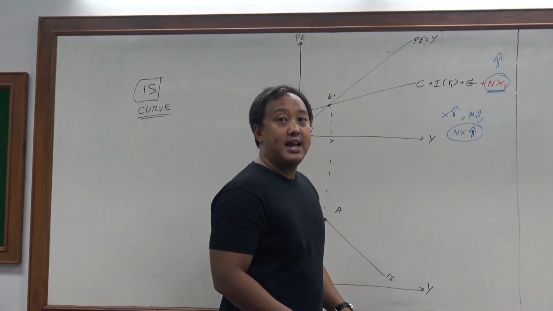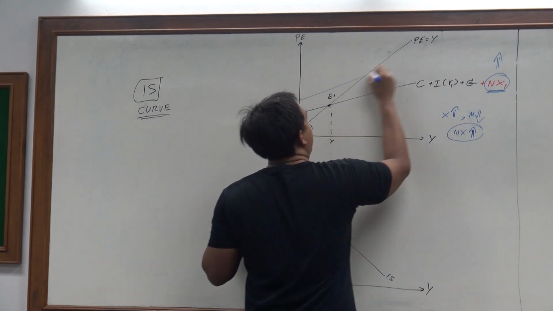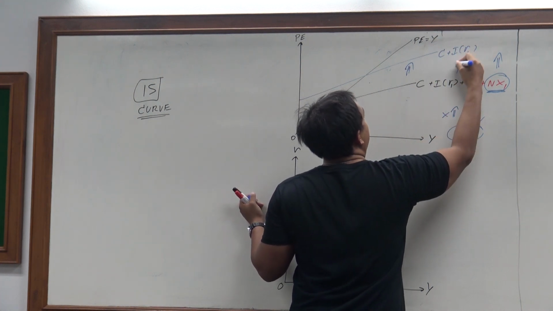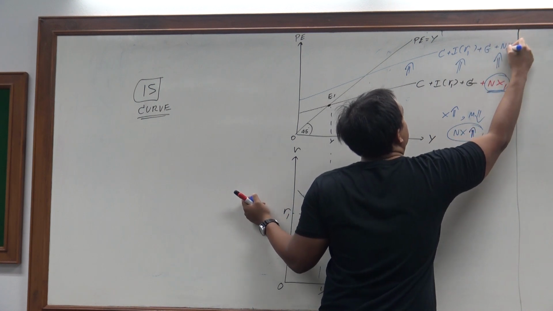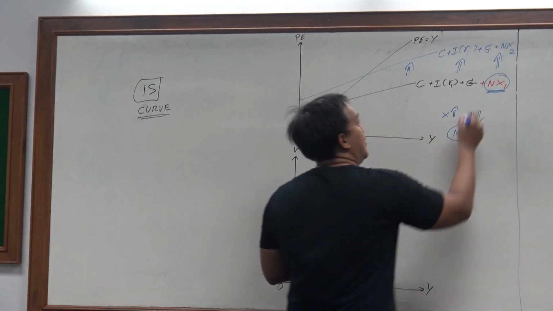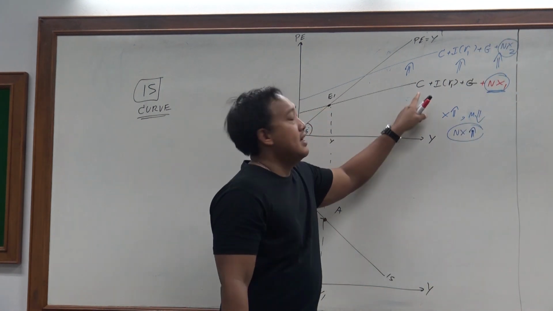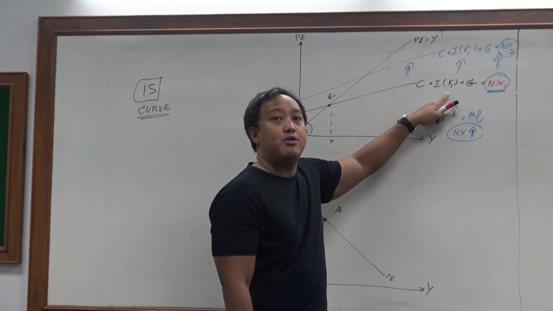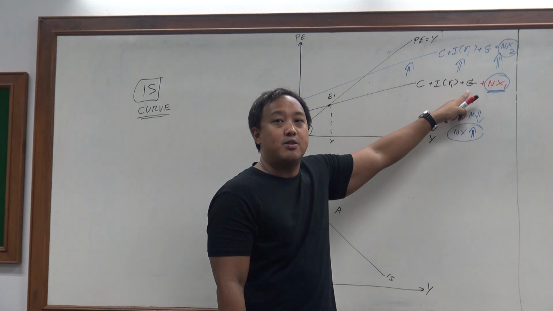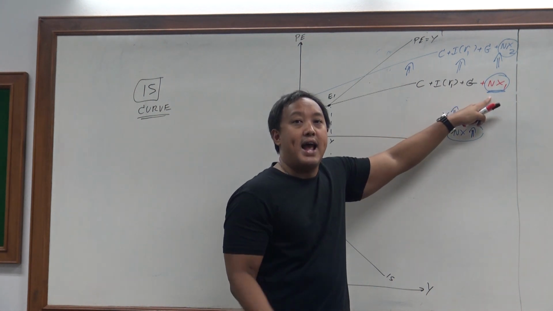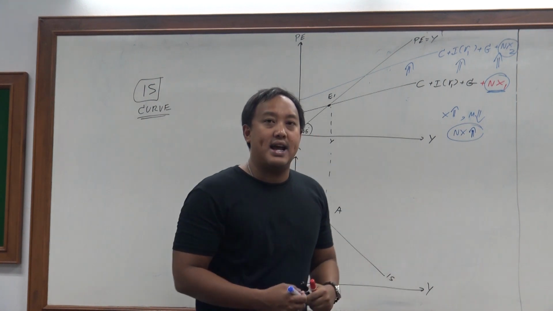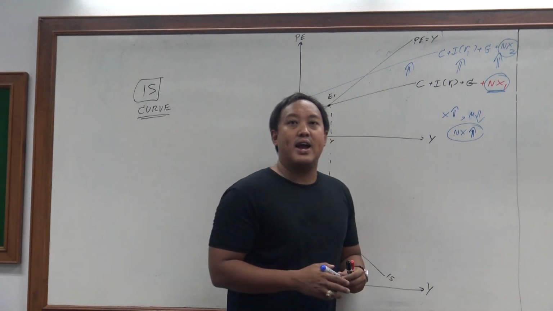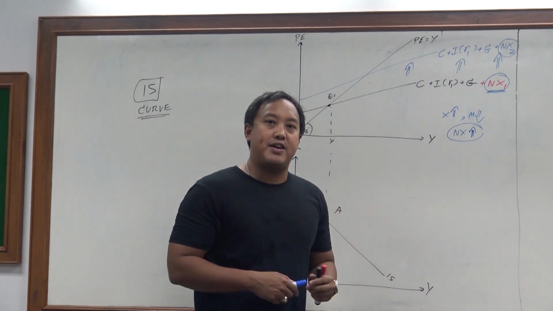So if NX increases, the whole curve shifts up like this. This is C plus I of R1, R1 still the same, plus G plus NX2. NX is increasing. Consumption is still the same, investment is still the same, the real interest rate is still the same, and government spending is also still the same. Only the level of NX is increasing because we export more and import less. So since we can export more and import less, it is good for our economy. We have a benefit from this.